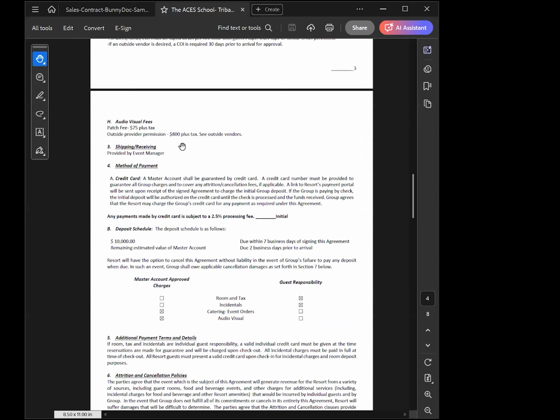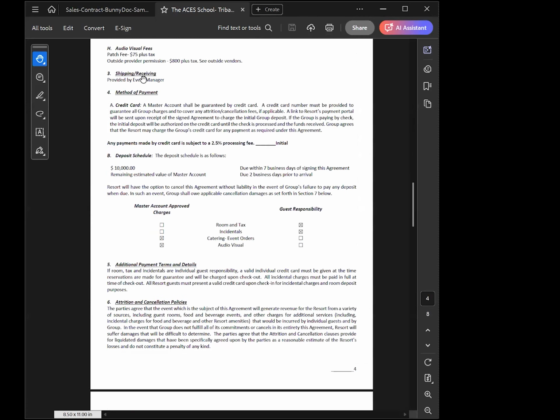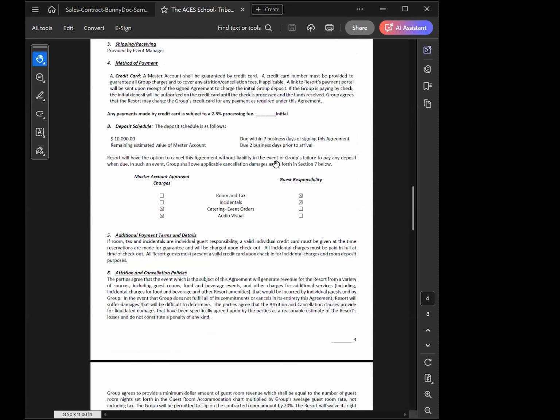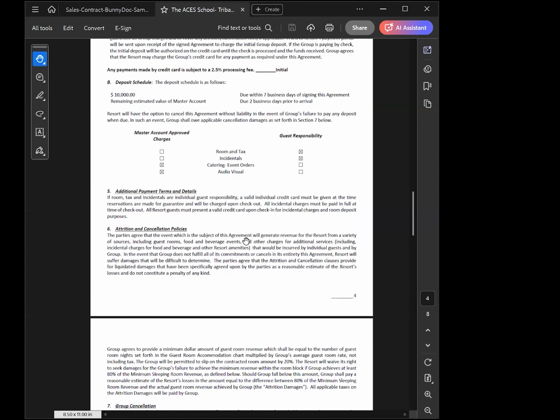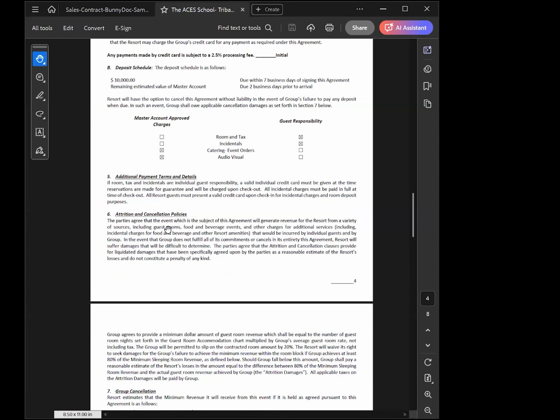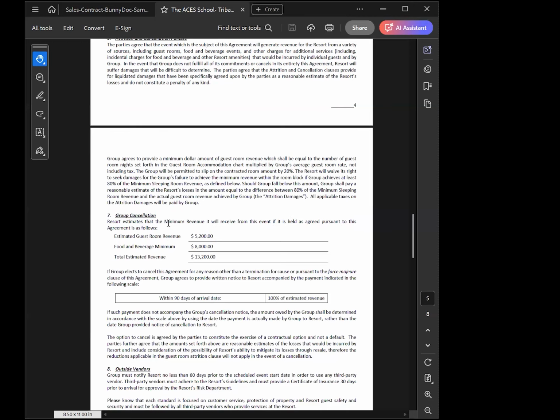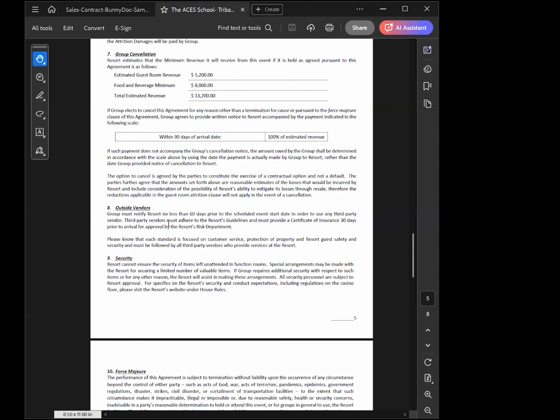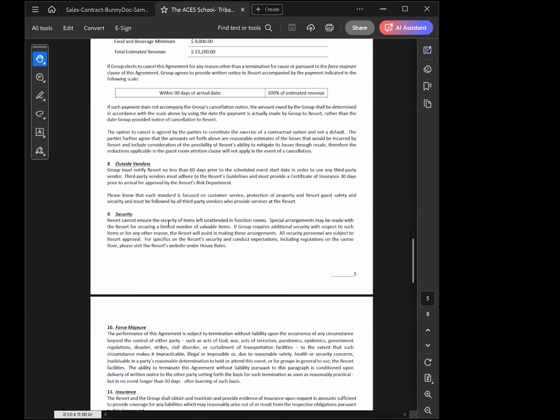So what goes into that? How much is it? Shipping and receiving provided by event manager. Method of payment, right? You see how everything is spelled out here under section 4. We have A, credit card, B, deposit schedule. Go all the way down here, additional payment terms and details, attrition, cancellation policies, group cancellation. So what happens when you cancel? Who's responsible for what? Security.